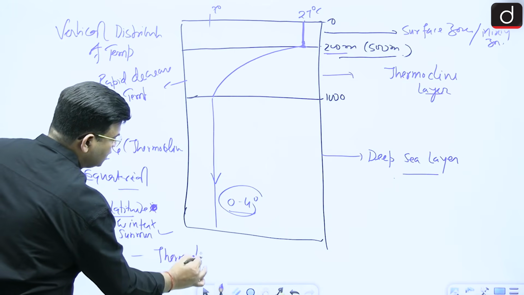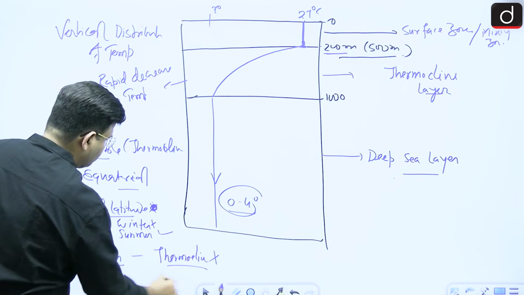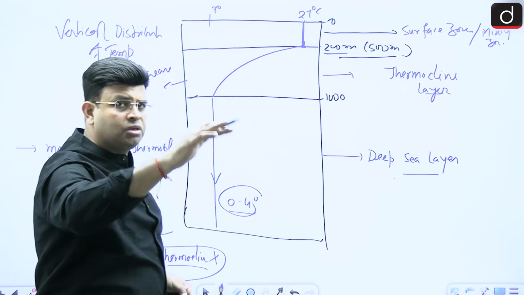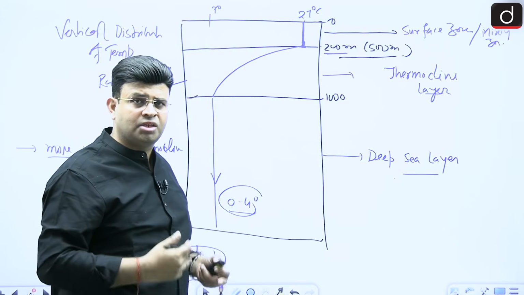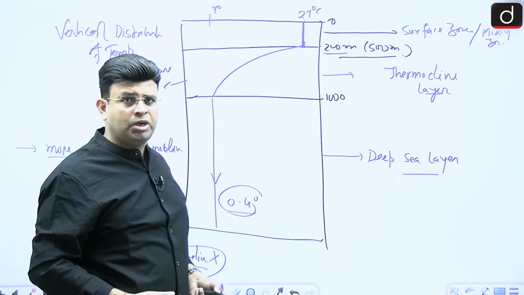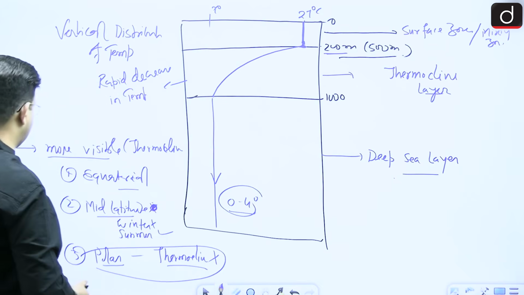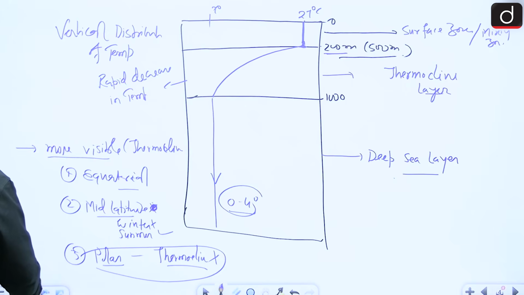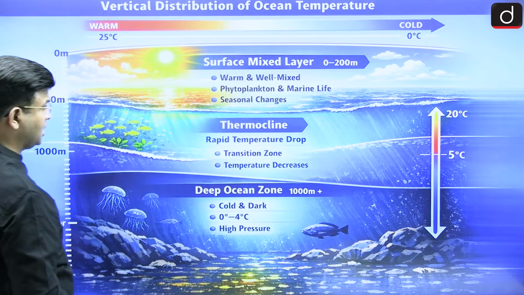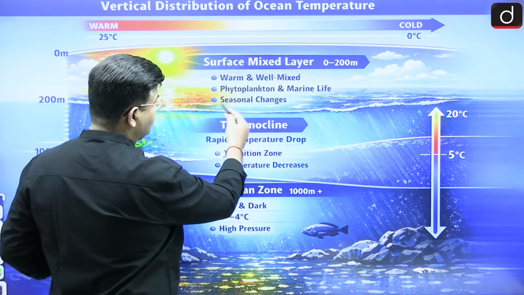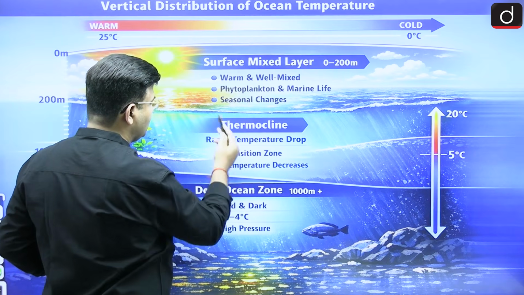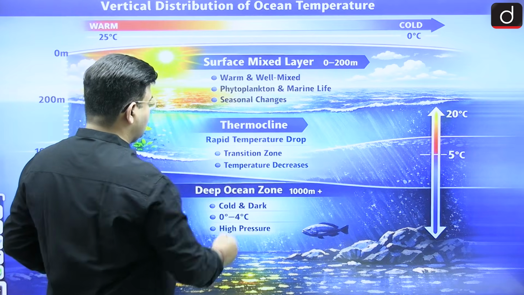Thermocline layer does not exist in the polar region, because the top is cold, 0 to 2 degrees Celsius, and all the way down it is 0 to 2 degrees Celsius, whether it is summer or winter. So the thermocline layer is an important part. Therefore I have discussed the surface or mixed layer: 0 to 200 meters, warm, well mixed, phytoplankton, seasonal changes are there.